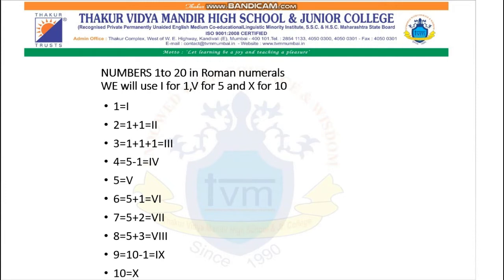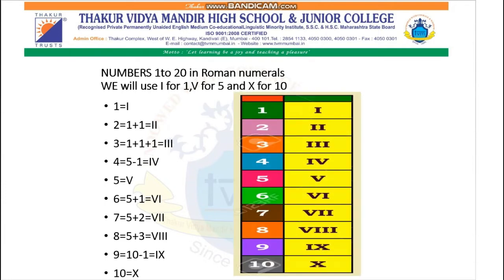So here are all your 1 to 10 numbers in Roman numerals. Once again, we'll revise it. Everybody just note down your numbers 1 to 10 in Roman. All of you just copy this down in your notebook. 1 is I, 2 is 2 times I, 3 is 3 times I, 4 is IV, 5th is V, 6th is VI, 7 is VII, 8 is VIII, 9th is IX, and 10th is X. Now everybody note down these numbers.